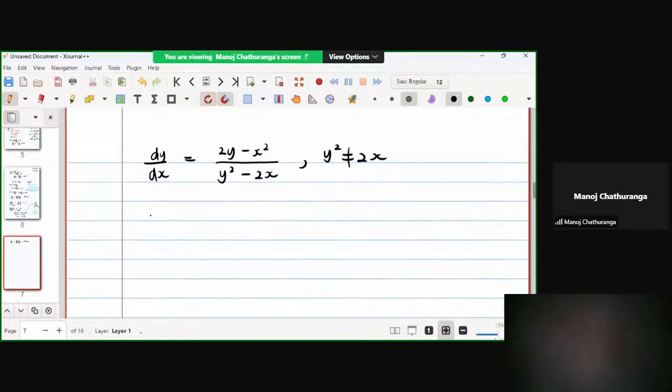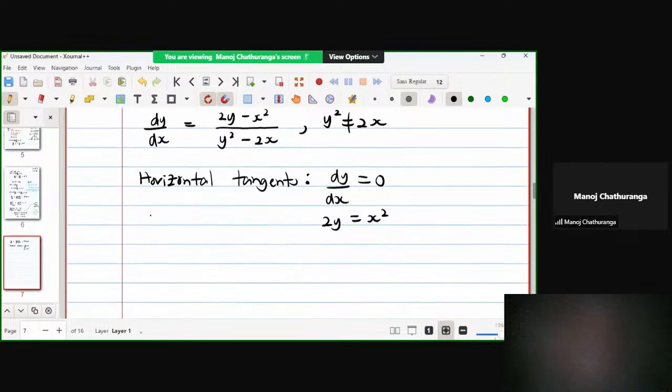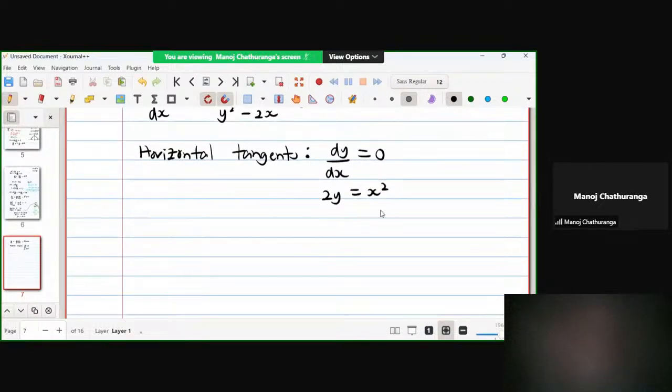The problem statement asks us to find the horizontal tangent lines. That means dy over dx equals 0. So we'll have 2y equals x squared. At every horizontal tangent line, we'll have this property.